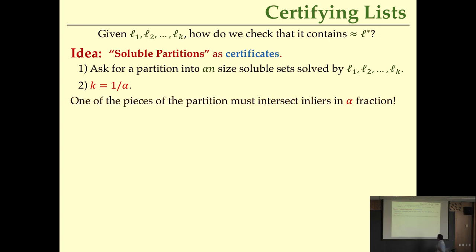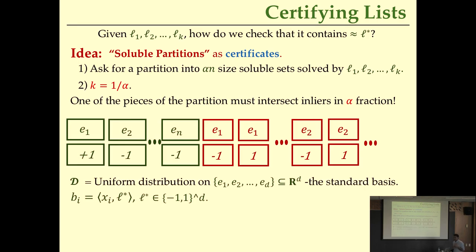A soluble partition does have the property that we were looking for. It has to play with the inliers. Here's a simple argument that says that if I give you a soluble partition with each piece of alpha n size or larger, then one of the pieces must intersect the inliers in alpha fraction of the points in the inliers. That sounds like a pigeonhole principle argument, right? It's very simple. So now we are saying that one of the pieces must intersect the inliers in a large number of places. We want to somehow say that any vector that satisfies this piece must also satisfy the inliers. That will be our hope anyway. If that doesn't happen, then of course we are in trouble, but let's ask for that.